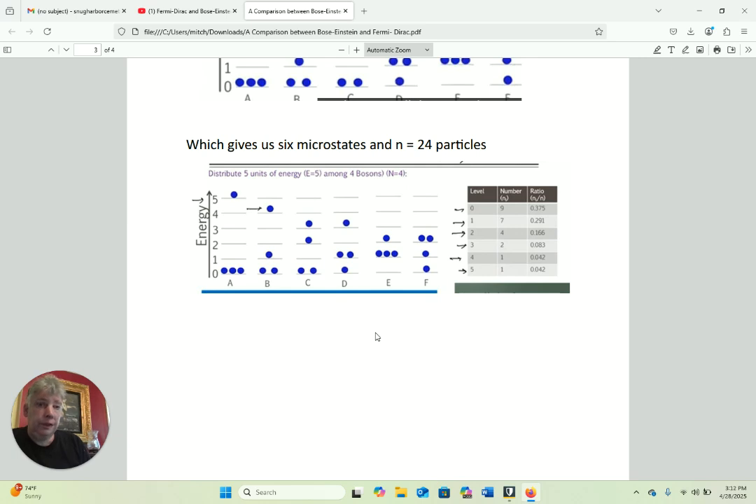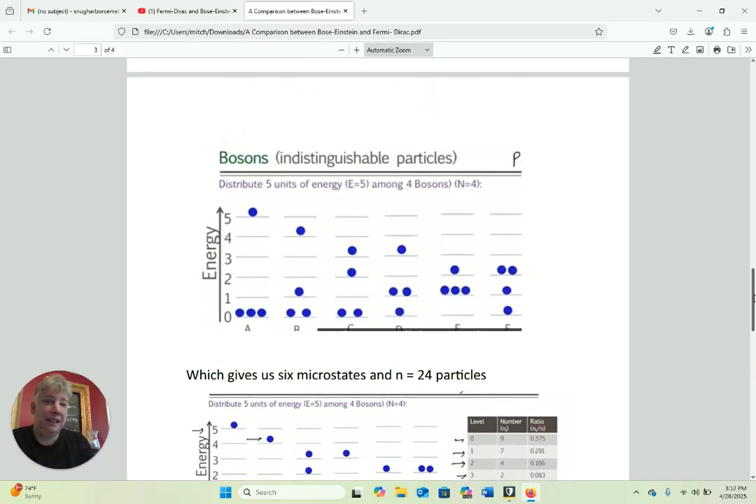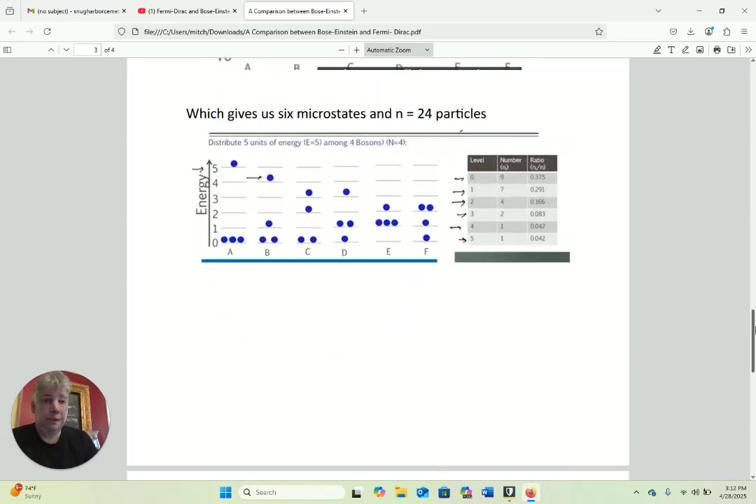Now, the difference with this is the bosons. But the nice thing about the bosons is that they can exist in the same state. The fermions can't, so you're going to get fewer microstates with the fermions, and that's kind of the deal, even though they're indistinguishable particles. So you are getting a difference in the way the statistics is setting up.